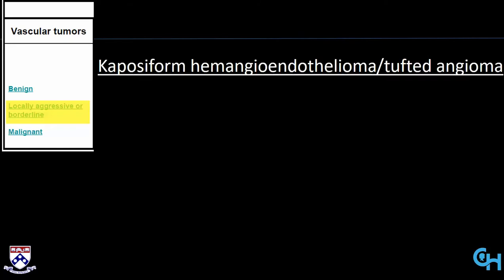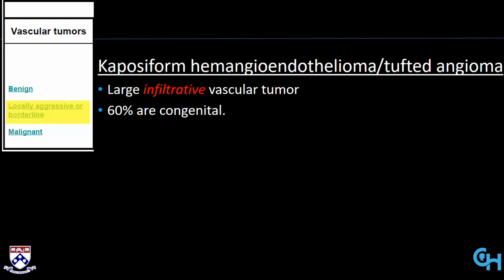Let's move on quickly to the other types of vascular tumors in the locally aggressive or borderline category. The first is a kaposiform hemangioendothelioma. These lesions are large and infiltrative. They are very vascular tumors. Most of these lesions are congenital or they occur in the first few years of life.